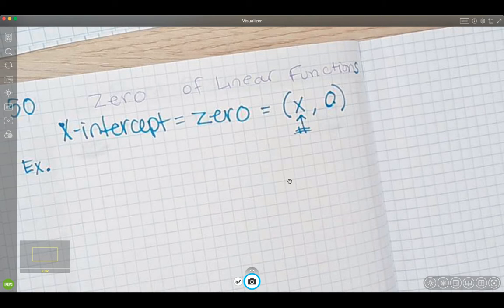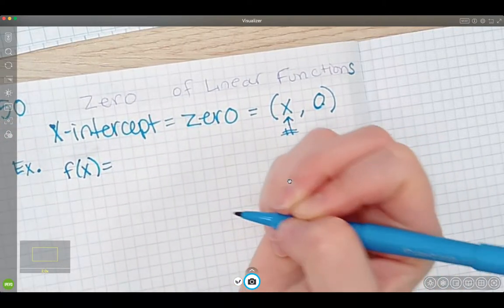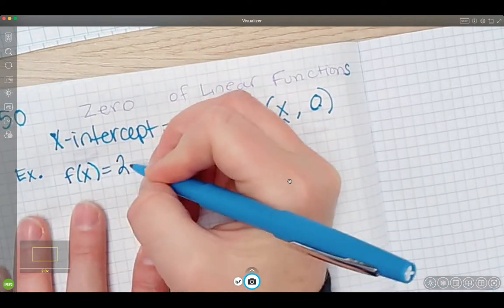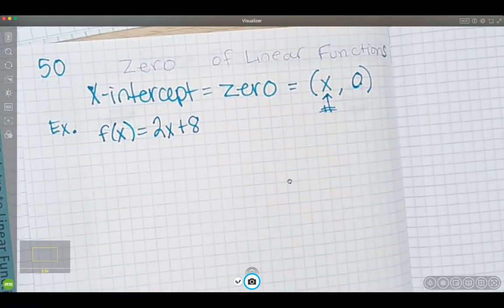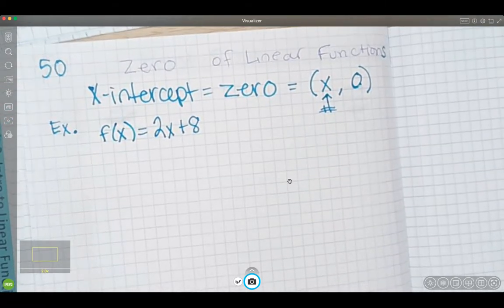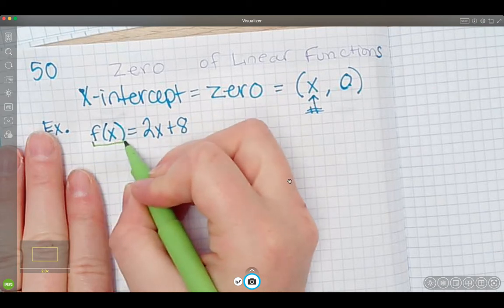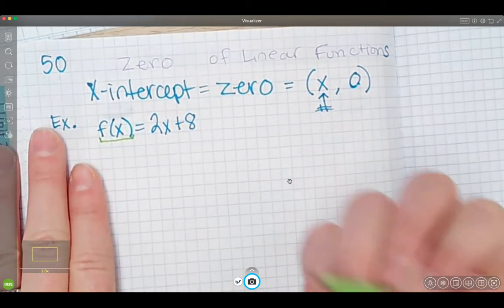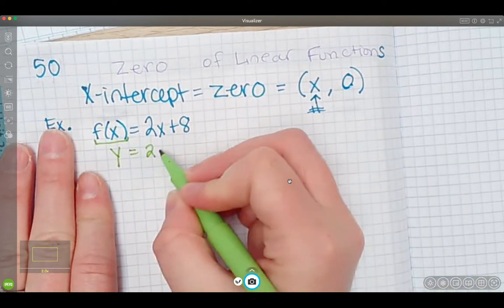Okay, so let's use an example where it's f of x equals 2x plus 8. We are going to find the zero by hand first. To find the zero by hand, what do I have to do? Do y'all remember? What is f of x? What's another word for f of x? Function of x, and usually it's our y. So y equals 2x plus 8.